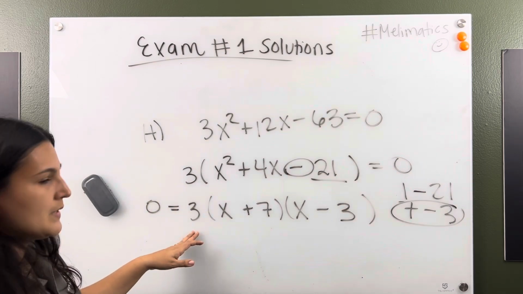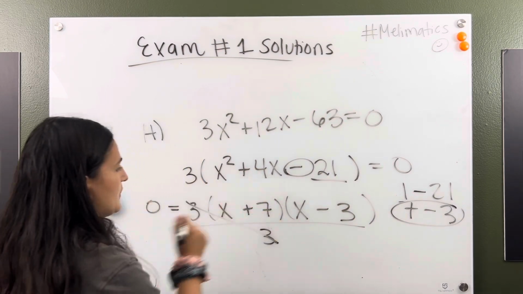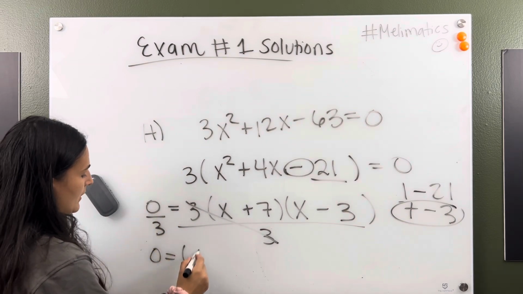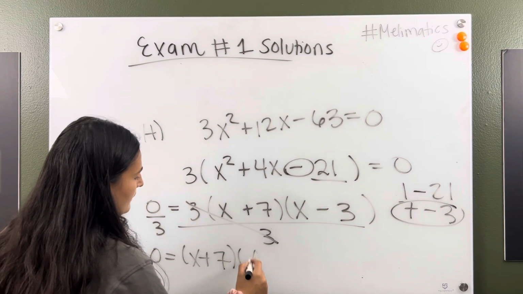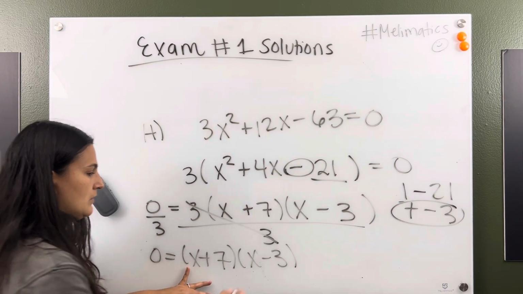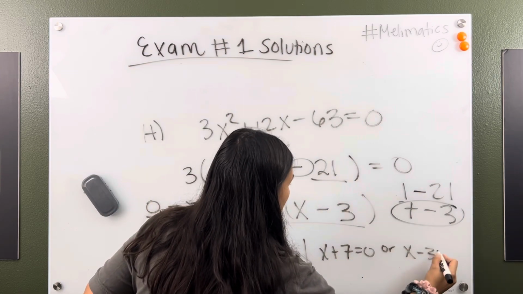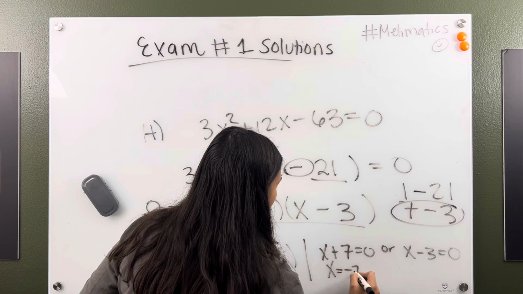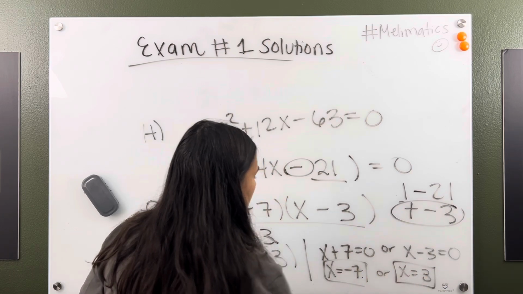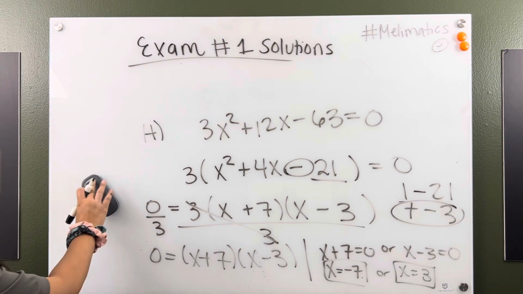Now, does this 3 really do anything? No, because when I divide by 3, I'm just left with the parentheses. And of course, 0 divided by anything is 0. So now I just have my two parentheses. I know how to solve this. This is two cases, either x plus 1 equals 0 or x minus 3 equals 0. Now I just solve for x. Okay, so that's it for factoring.